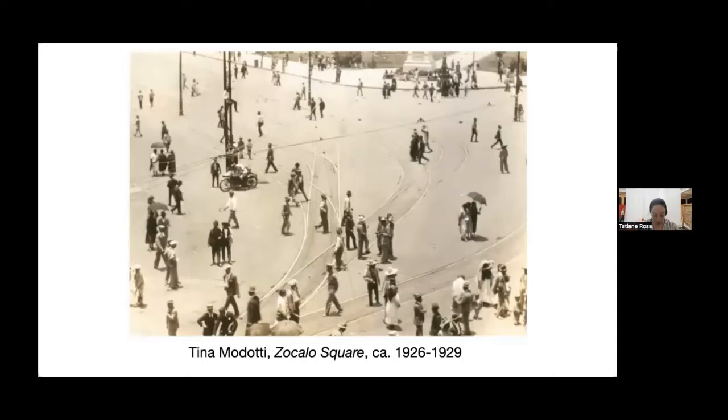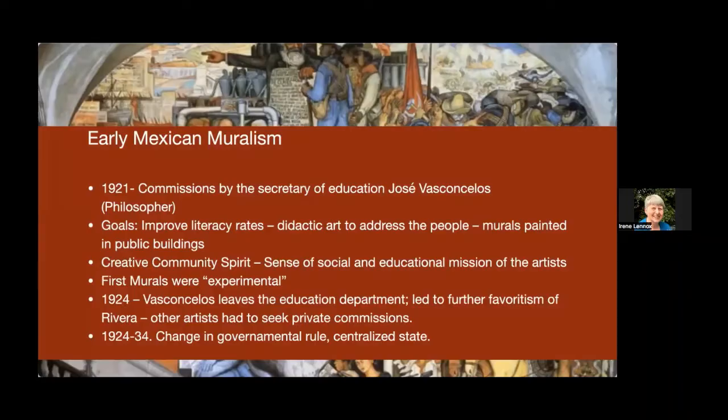Diego Rivera studied and spent many years in Italy and Europe. So he was learning the techniques from the Italian Renaissance. He was interested in Byzantine art. So he spent a lot of time there, and actually when the revolution started in 1910, he was not in Mexico. He was studying.